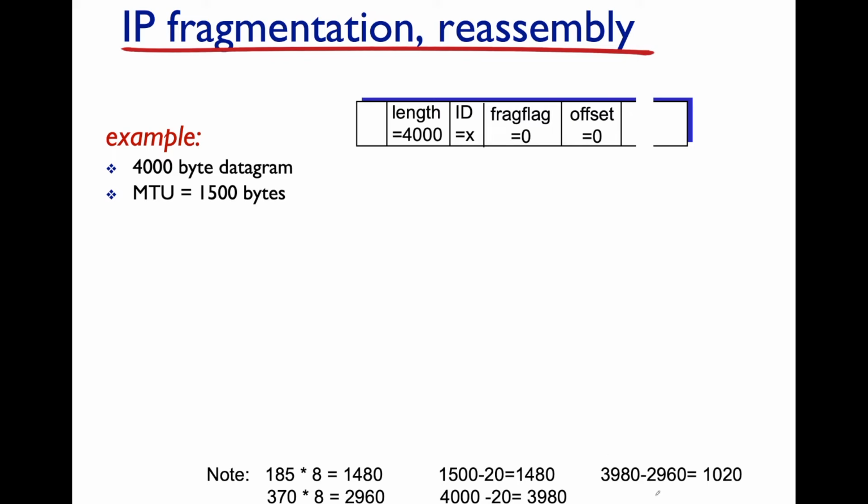I'll use my stylus here. We have the following scenario. We start out with an MTU of 4,000 bytes, and we hit a router, and when we leave that router, the MTU is now 1,500 bytes.